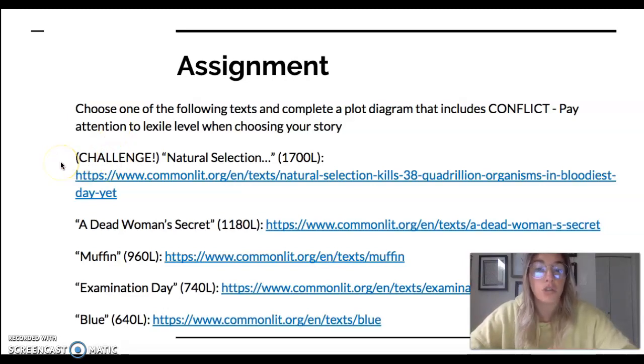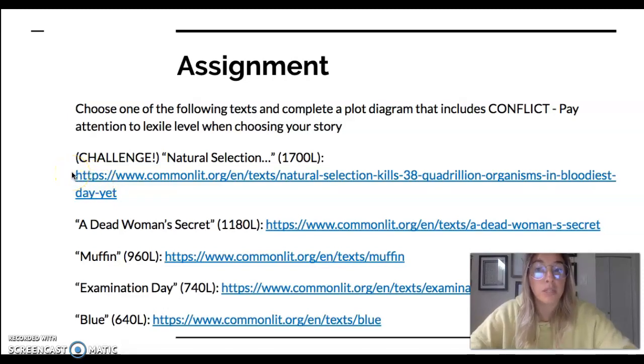Please, when you choose your story, pay attention to the Lexile level. I would like for you to choose a story that is not of a Lexile level that is super far above your own. So right here, 1700 Lexile, I don't expect anybody to be at that. It's a challenge, okay? This is a very interesting story. If you want to challenge yourself, feel free to choose this and use this.